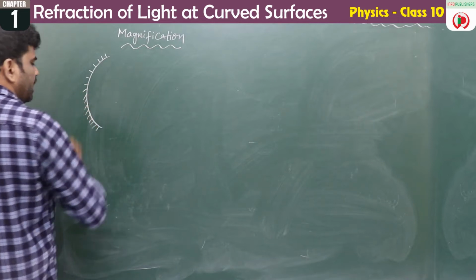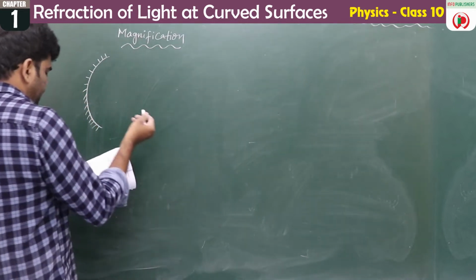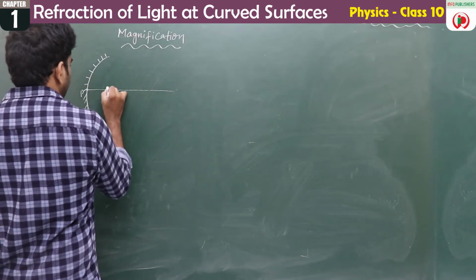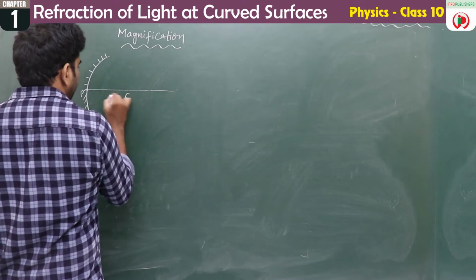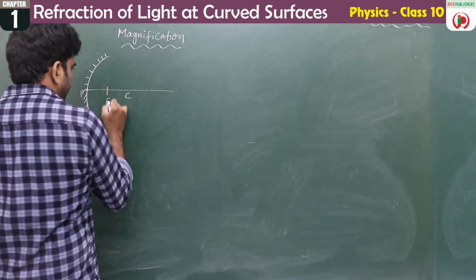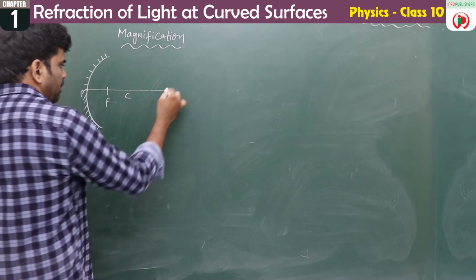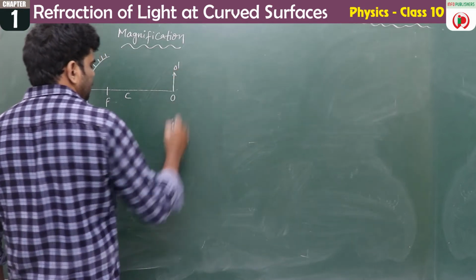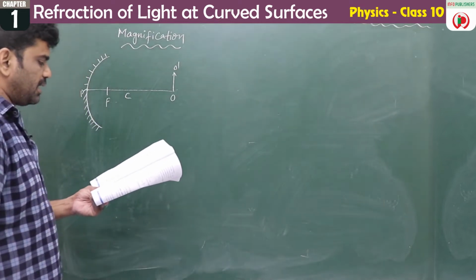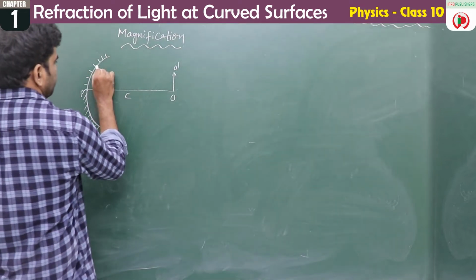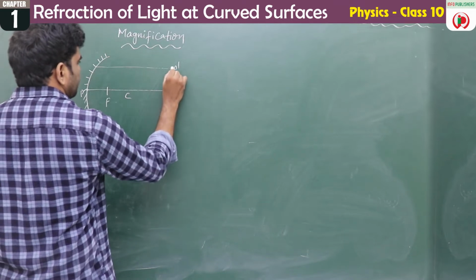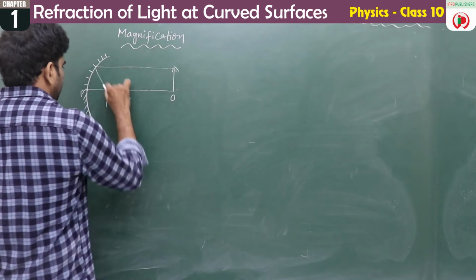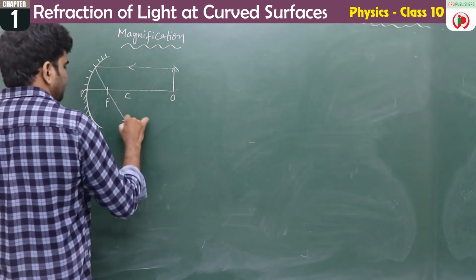This is a concave mirror. We know that this is our pole, and this is our center of curvature. This is F. Here I kept one object at O and O dash. We know that any ray, say here, from O dash passing through the focus. We know this very well.